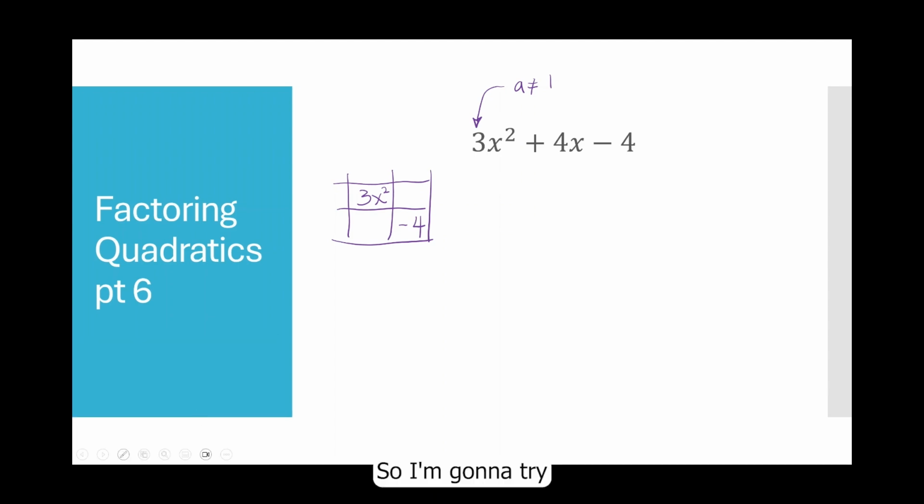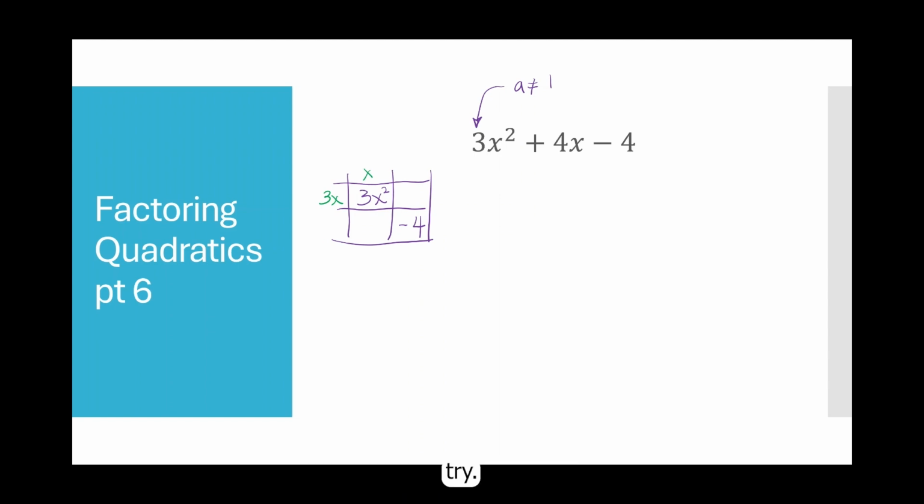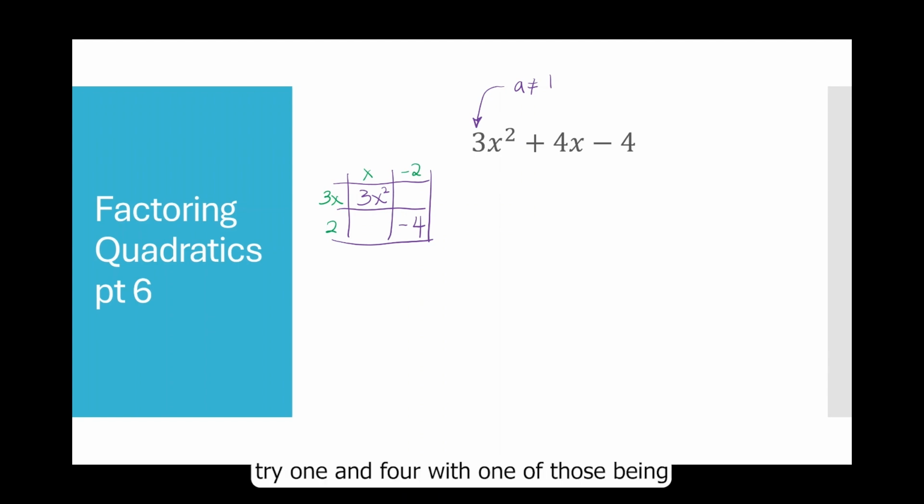So I'm going to try a 3x times x to get 3x squared. I don't feel like there's too many other ways to do that. And now I need to figure out two numbers to multiply to get -4. And I'm just going to try 2 and -2. Yeah, that seems fine. I could also try 1 and 4 with one of those being negative. Let's test this out, see what happens.